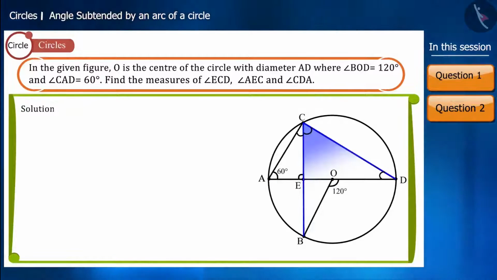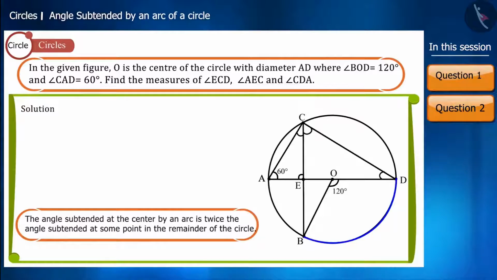Angle BCD and angle BOD are angles subtended by the same arc BD. BOD is the angle subtended at the center, and angle BCD is the angle subtended at point C located on the remainder of the circle. And we know that the angle subtended at the center by an arc is twice the angle subtended at any point on the remainder of the circle.